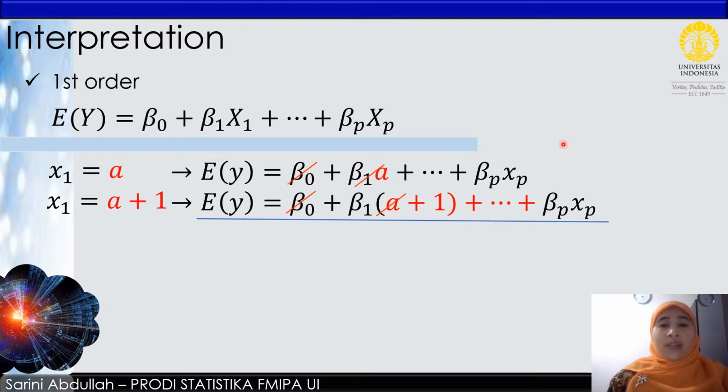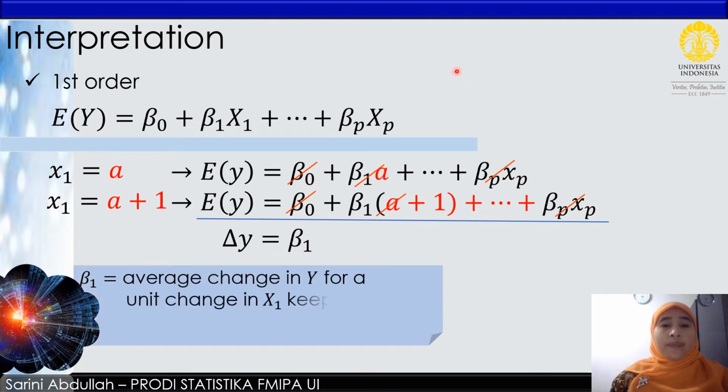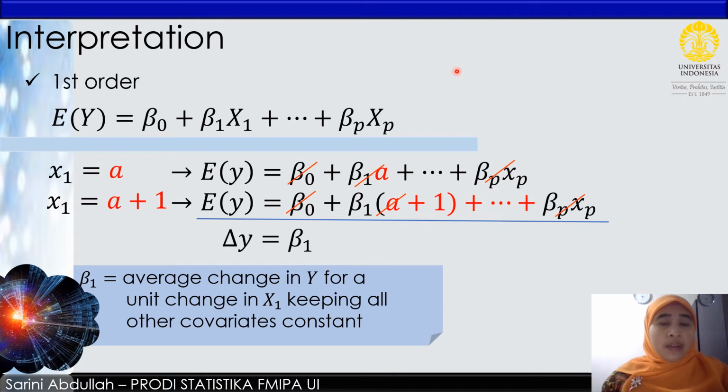So we can just cross out all other things here because all x's are the same. So we cross them out. So we have the result that the change in y is just beta 1. From this calculation, we can conclude that beta 1 is the average change in y for a unit change in x1, because here we just change x1 from a to a plus 1. So 1 unit change in x1, keeping all other covariates constant.